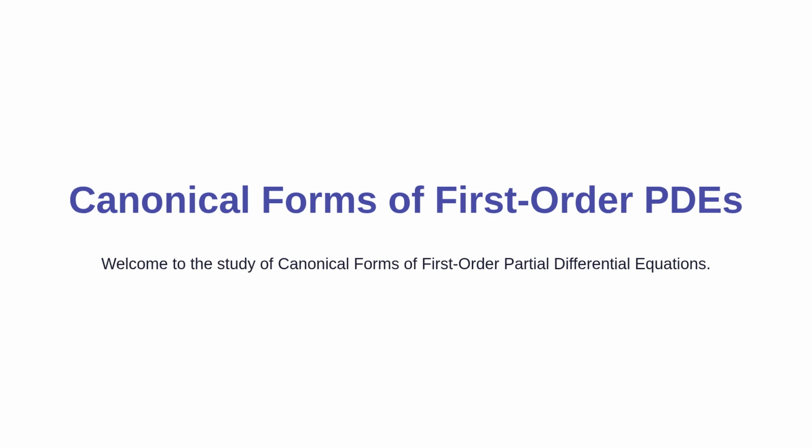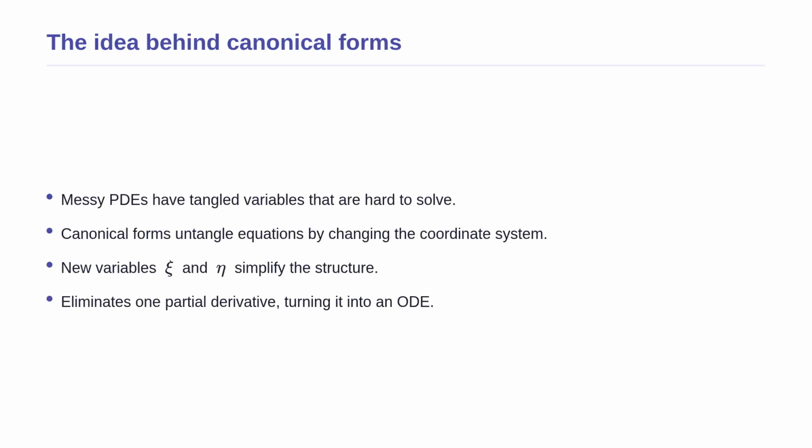In mathematics, finding a canonical form is exactly like moving to that quiet bench. It is the simplest, most standard way to write an equation by changing our perspective. Now that we understand the goal is to change our perspective, let us look at why this concept matters.